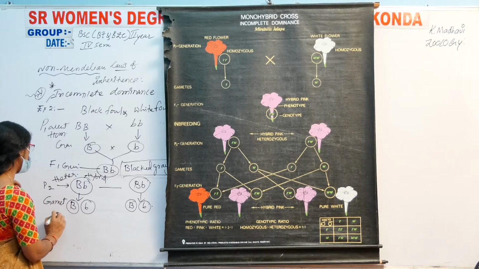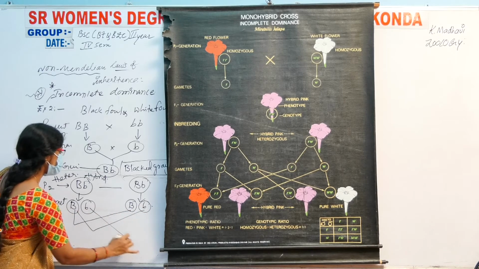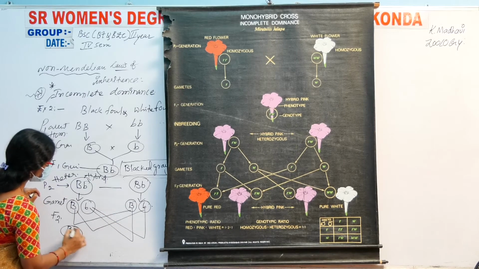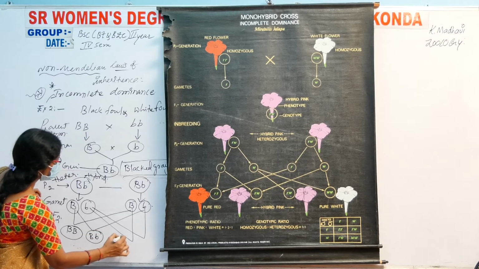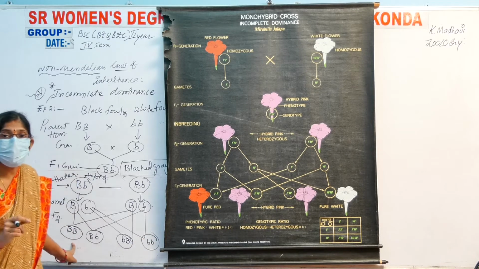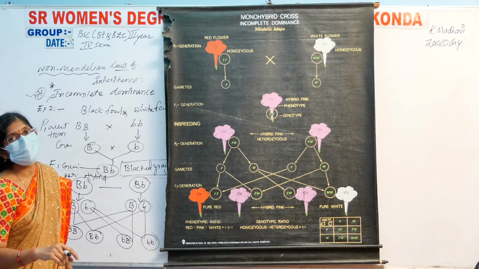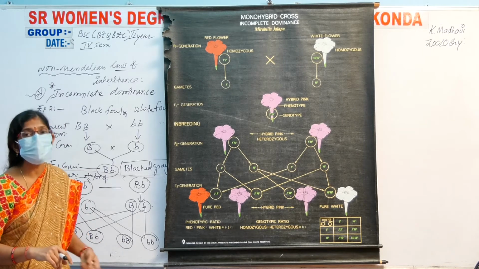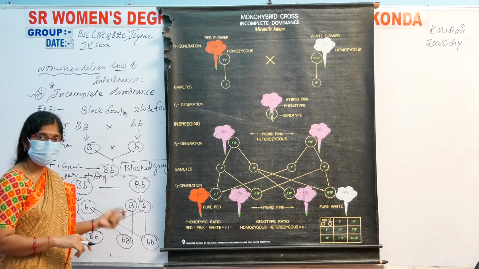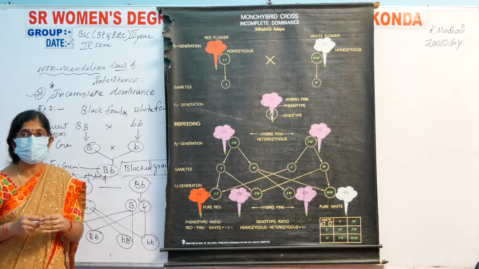Next is the F2 generation. In the F2 generation they produce capital B, small b, capital B, small b, which means a complete black fowl and a complete white fowl, and two hybrid fowls which have the black grey color. What it states is incomplete dominance, not the complete dominance of Mendelian forms.